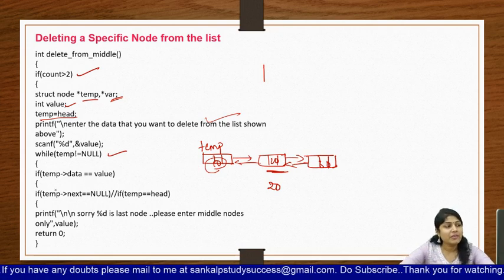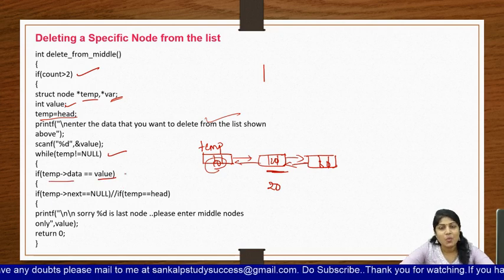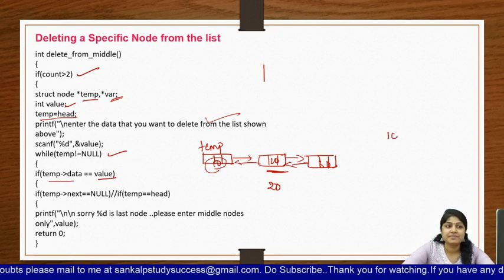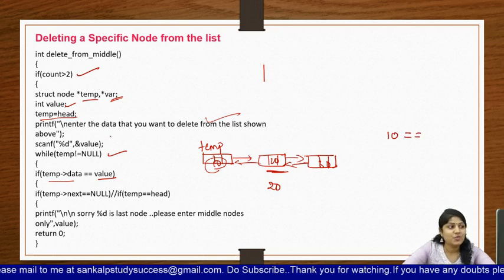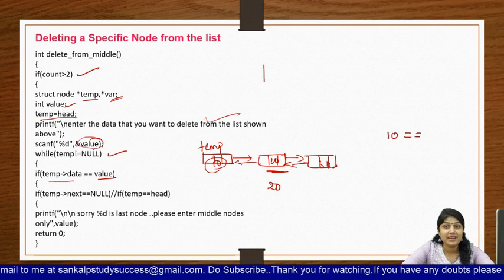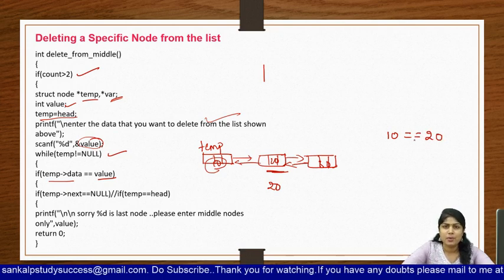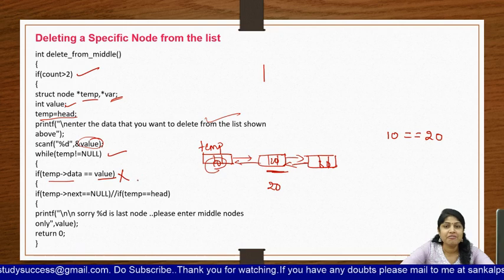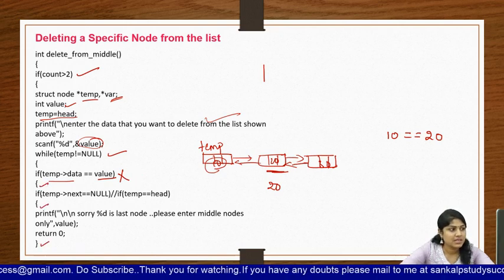So what we have to check? Temp to data equal to value. What is the temp to data? Temp to data is what? 10. Temp to data is 10. 10 equal to value. Value is nothing but what? What element you want to delete? That is what? 20, right? 10 equal to 20. No, right? Is temp to data equal to value? No. If condition fails, then this is the loop, this is the loop, this is the loop.